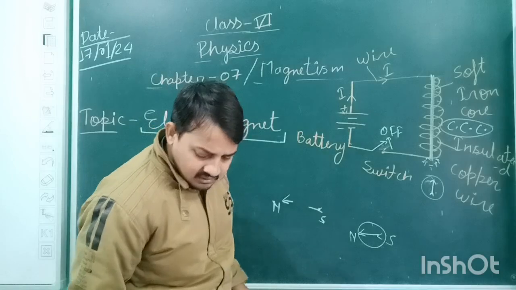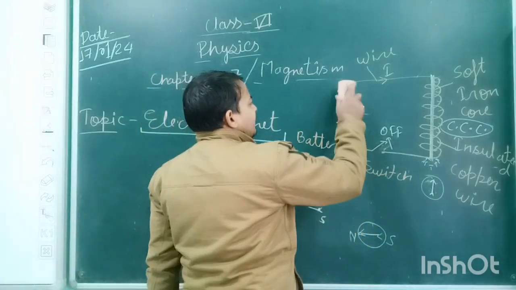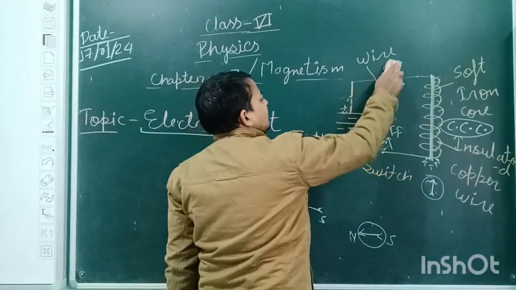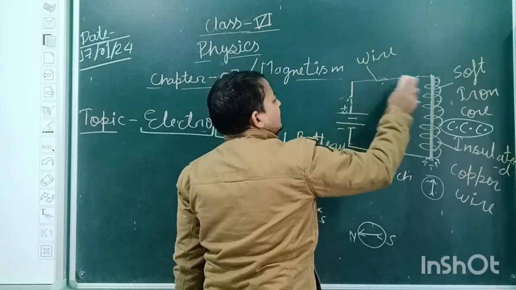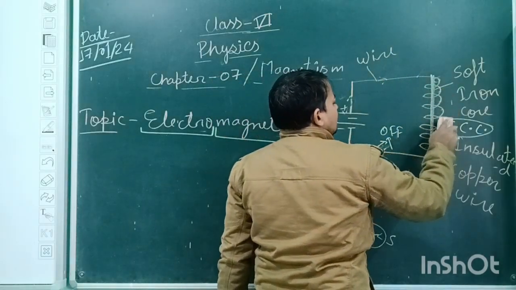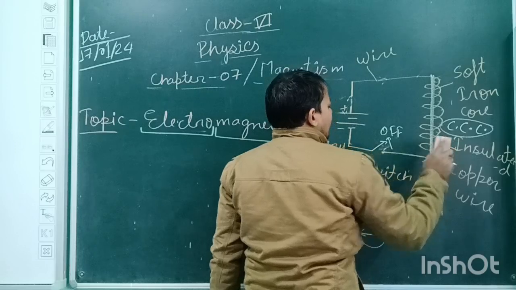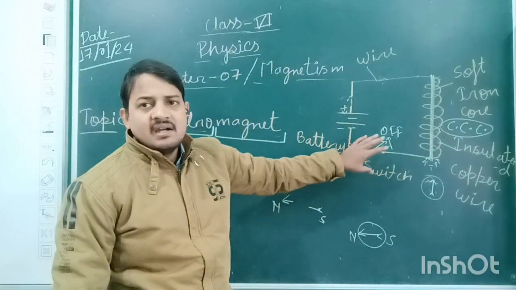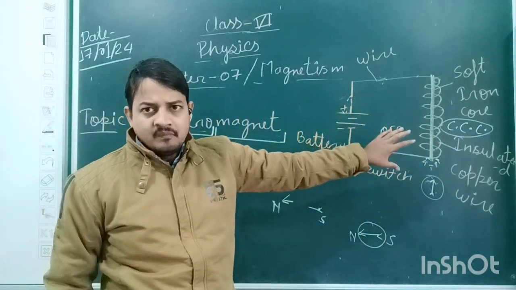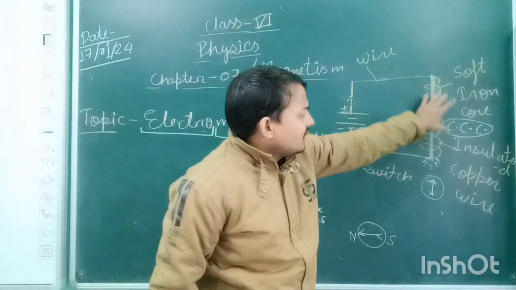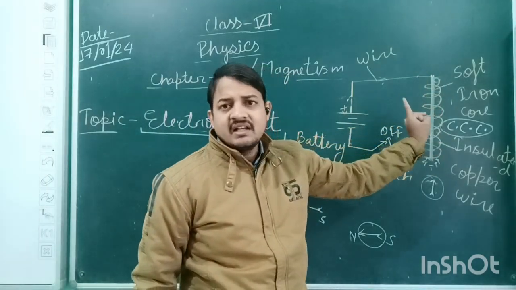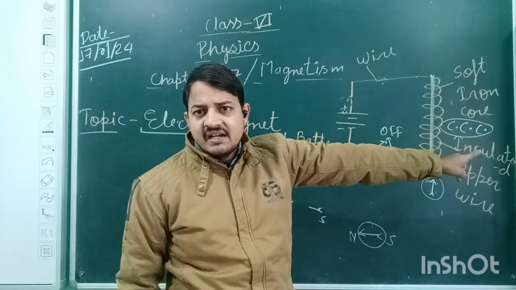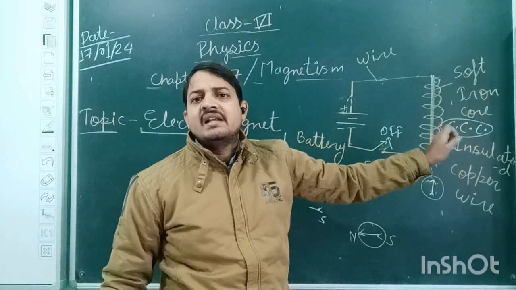See, earlier electrical current had started passing, but right now this is in the off position. So just because of this, electrical current will not pass in this conductor. Now this conductor was earlier a current carrying conductor. Why was it a current carrying conductor? Because it was carrying electrical current.